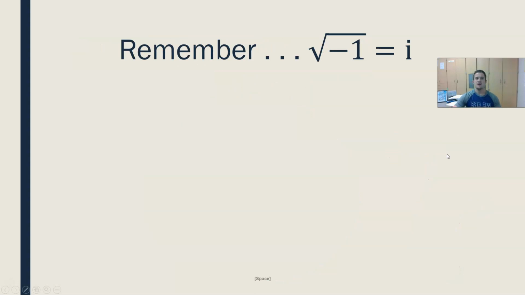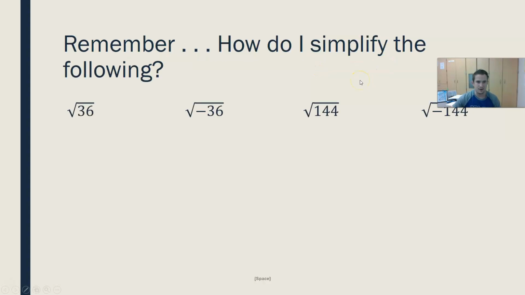Okay? So for example, in the last lesson, when we were talking about square roots and negatives, we determined that the square root of negative 1 was equal to i, representing an imaginary number. So when I take the square root of something that's negative, it gives me something that's an imaginary number.